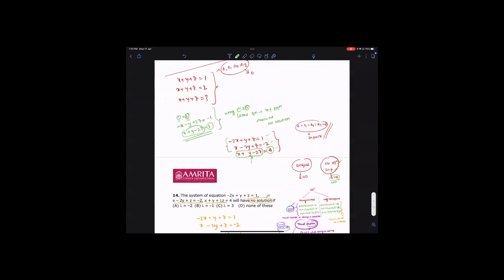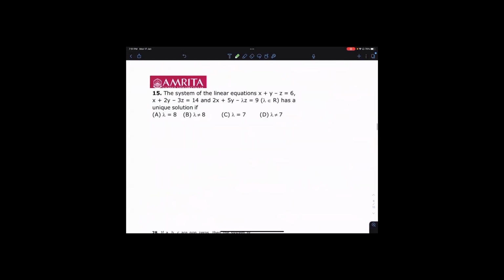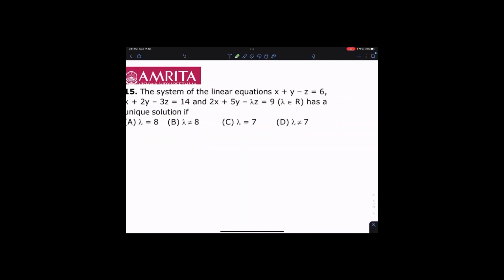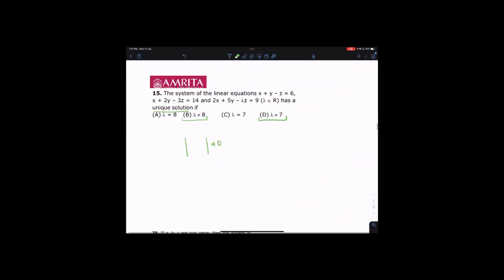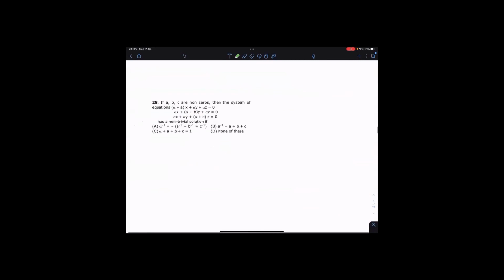Okay. Let us take one more question like that. Now let us see here. Now this is very simple. They are saying unique solution. Unique solution means delta not equal to 0. Obviously, just by looking, if you don't have time, you have to guess between these two. Let us take this one.